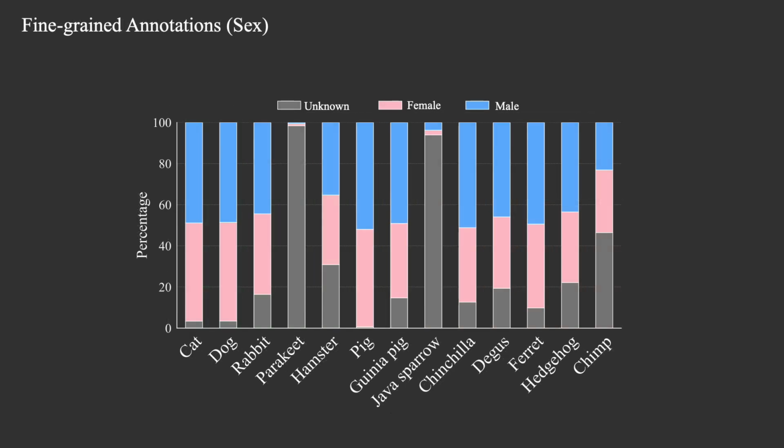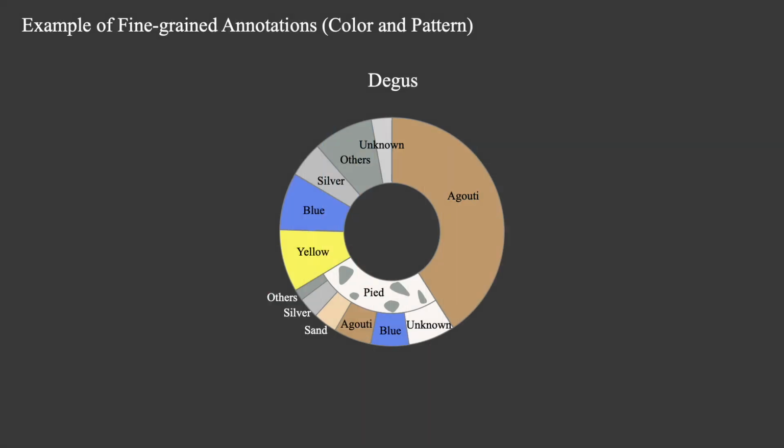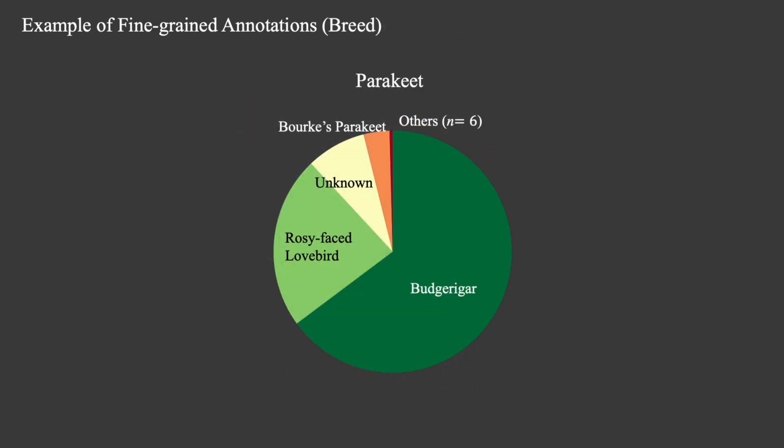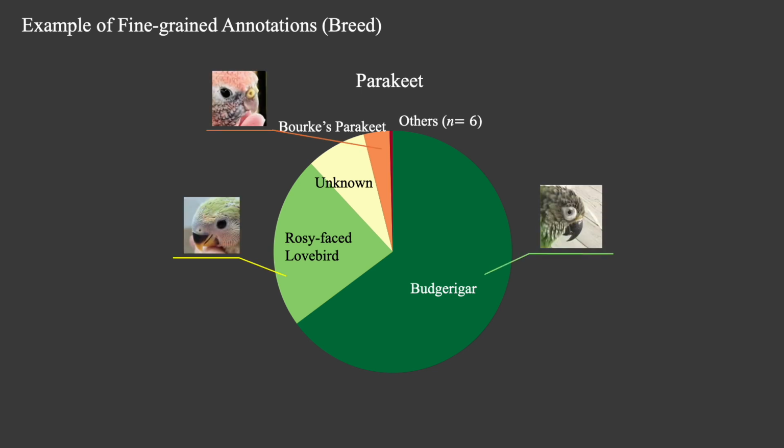Our PetFace also has fine-grained annotations. Sex information is available for 240,861 individuals, accounting for 94% of the dataset. The dataset provides color and pattern information through two-tier hierarchical annotations, particularly for animal families where individuals are commonly distinguished by color. Furthermore, the dataset encompasses annotations for 319 distinct breeds.